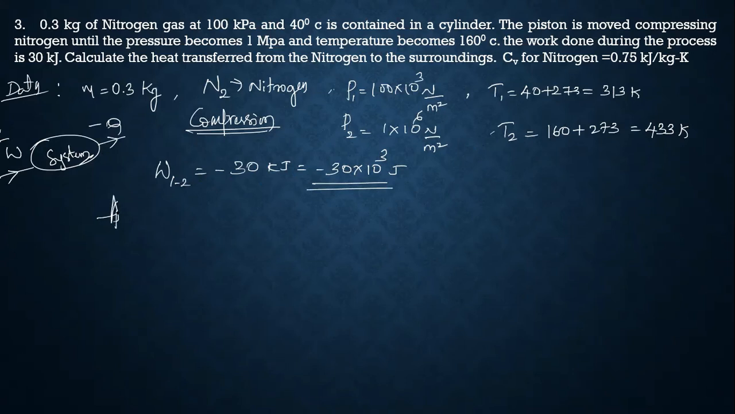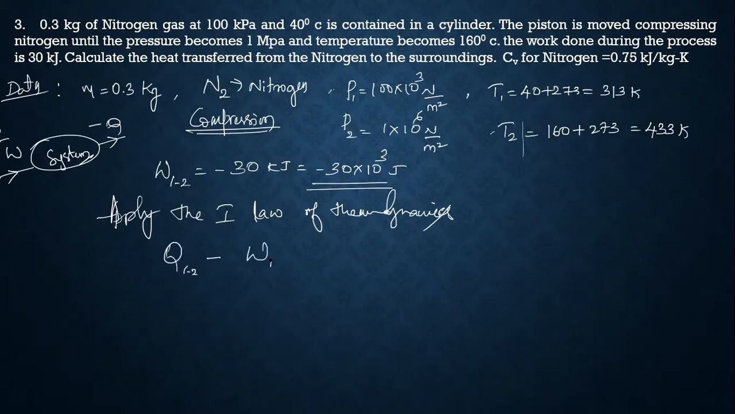For a compression process, work done on the system is negative. Now apply the first law of thermodynamics. I don't know which process it is, whether it is constant pressure. Pressure is not constant here, so temperature is also not constant. I don't know whether volume is constant or a polytropic process. But simply I'll apply the first law of thermodynamics. Q1 to 2 minus W1 to 2 is equal to U2 minus U1. Now Q1 to 2 is the thing we should find, W1 to 2 is known, and we need to find U2 minus U1.